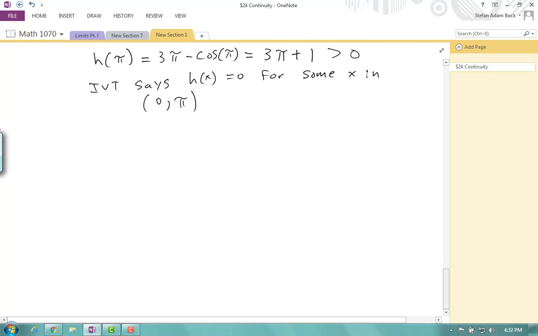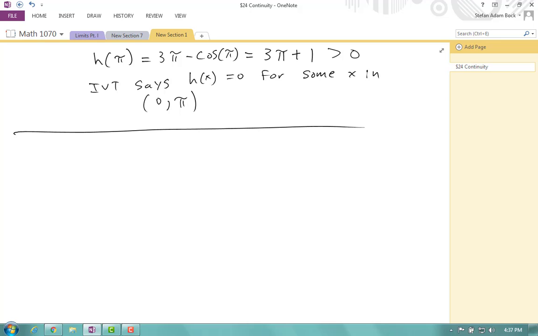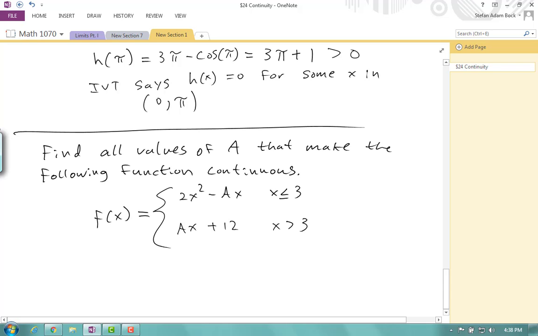Another standard kind of example we could ask about continuous functions is to try to get you to fix a continuous function. Now what I mean by that is we have a function which could be continuous, but there's an unknown coefficient that we have to try to solve for. So what we have here is a potential problem at 3. My function is equal to 2x squared minus ax for x values less than or equal to 3, but it's equal to ax plus 12 for x values greater than 3.